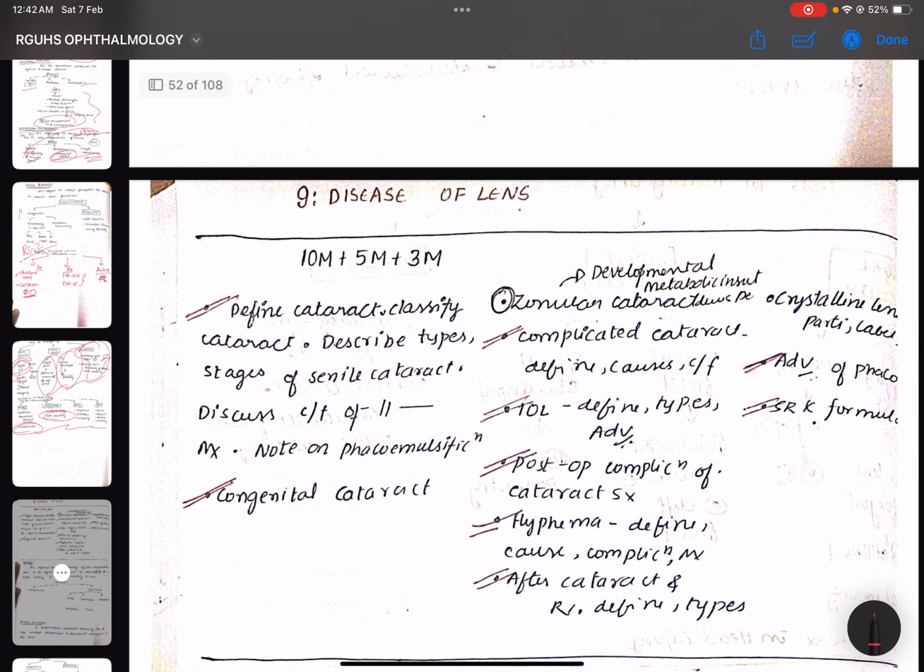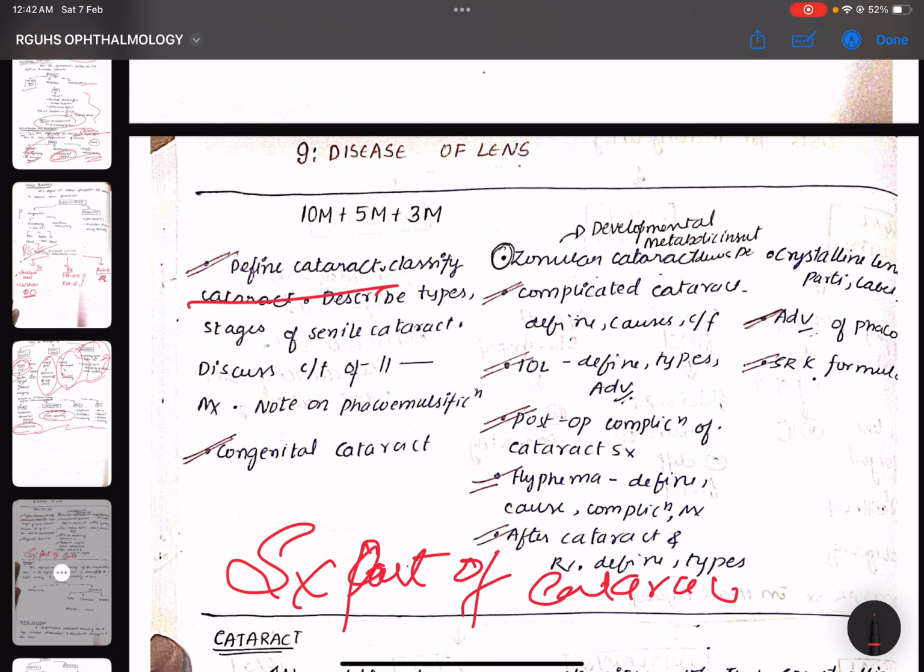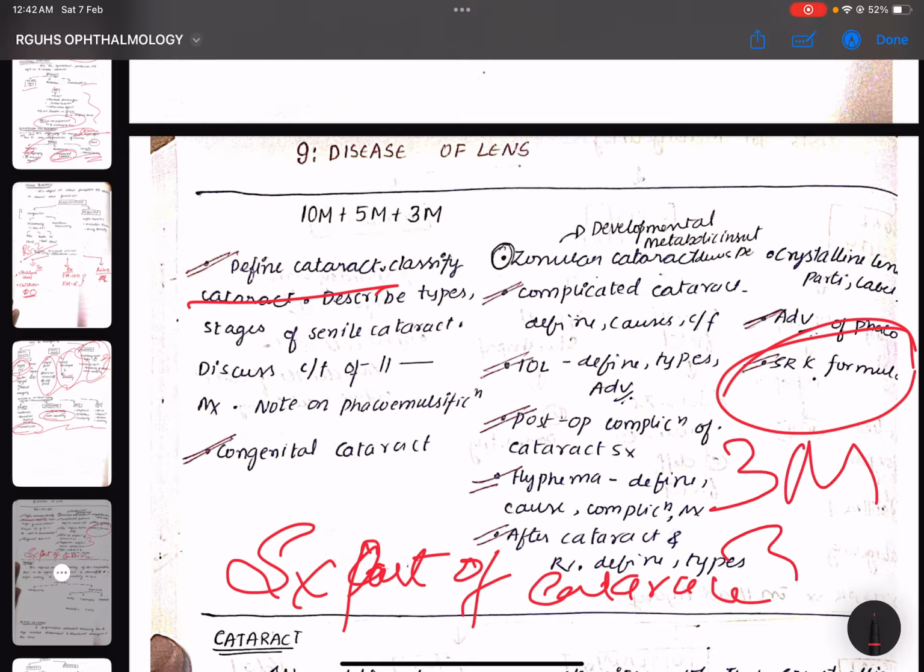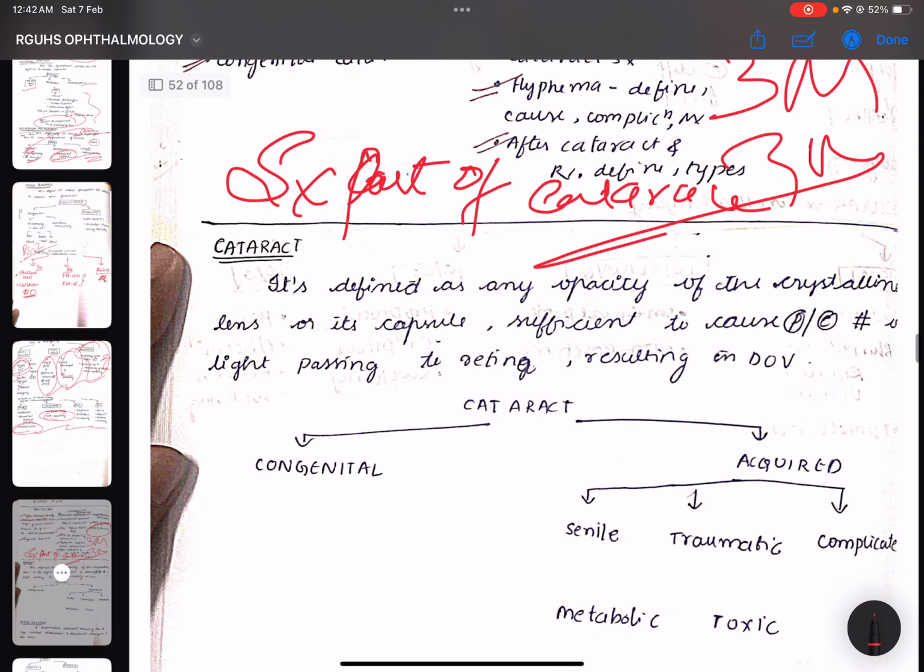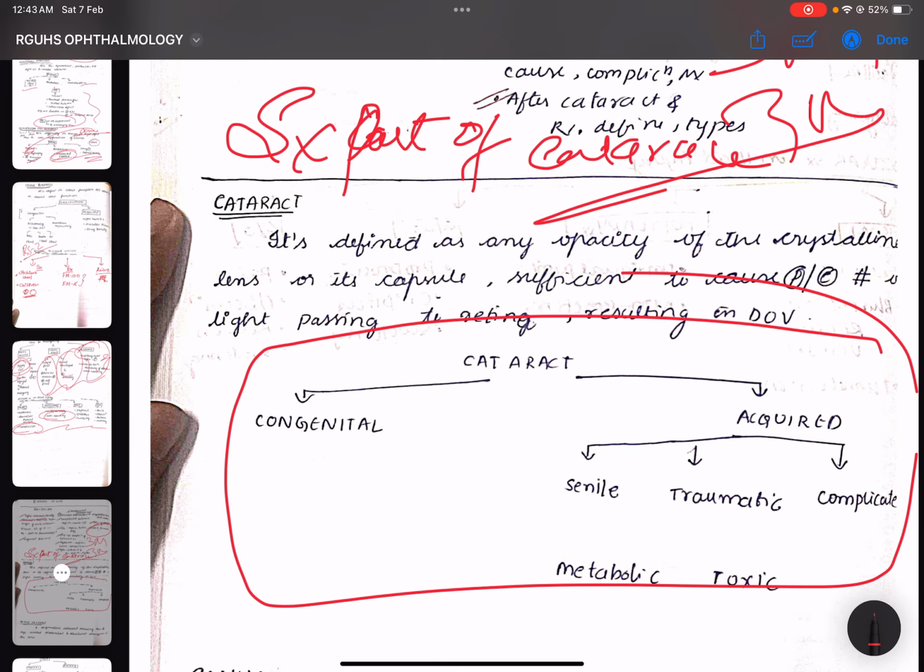Okay, that's it. Now diseases of lens, again cataract, and these are the important questions here. Basically what they are expecting you to know is about the surgical part of cataract. And this is an important 3 marker. I don't know how many times they have asked. In cataract, I don't think I need to discuss classification. I'm sure you know about it.